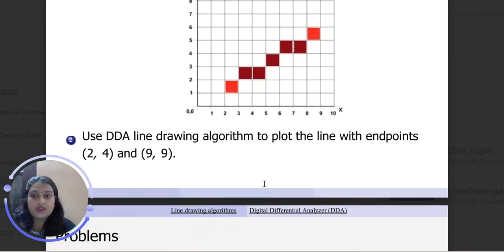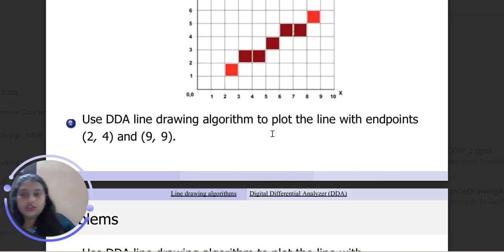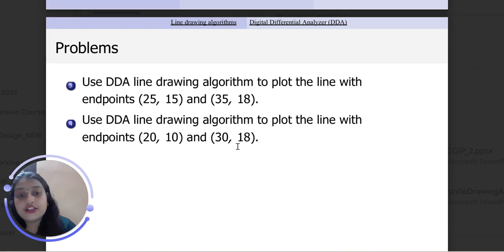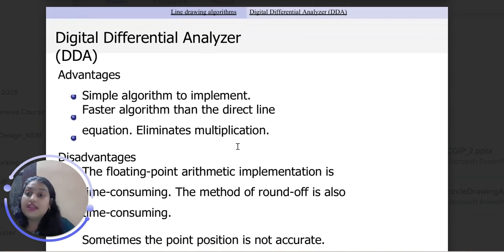Now we have another question: use DDA line algorithm to plot the line with endpoints 2 comma 4 and 9 comma 9. This one I can do similarly. Then we have another question: use DDA line algorithm to plot the line with endpoints 25, 15 and 35, 18. Then use DDA line algorithm to plot the line with endpoints 20, 10 and 30, 18.